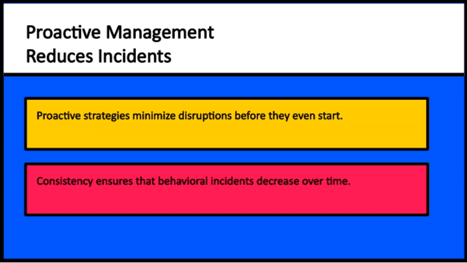Now, alongside consistency, proactive strategies are essential. These are measures we implement before any issues even begin. By being proactive, we can address potential triggers early on, which helps prevent disruptions from occurring in the first place. This is where proactive management comes into play. It's about being intentional and strategic in our actions to minimize problems before they start.